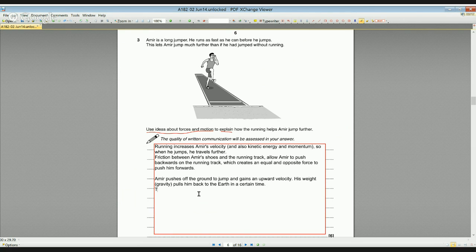Therefore, the faster he's running, the further Amir will travel forwards in the time he's off the ground.